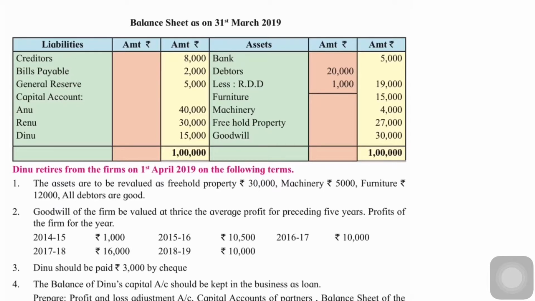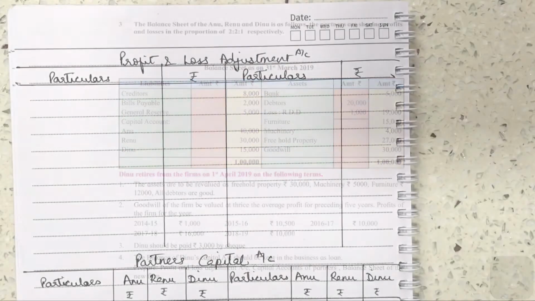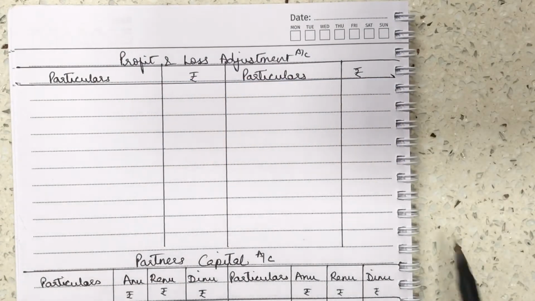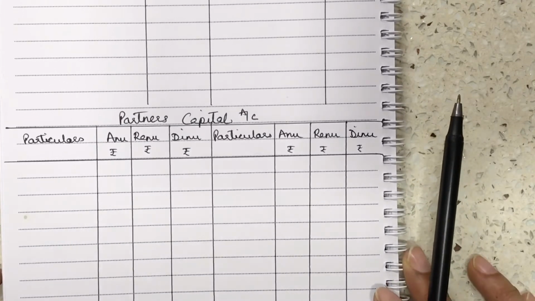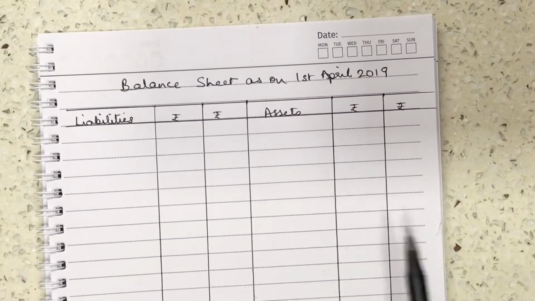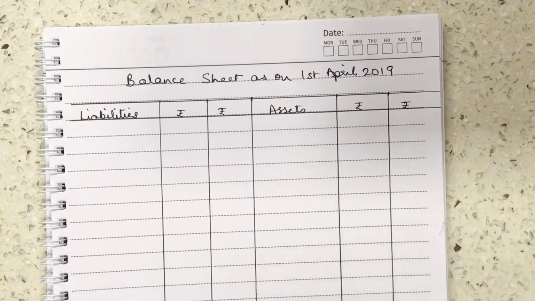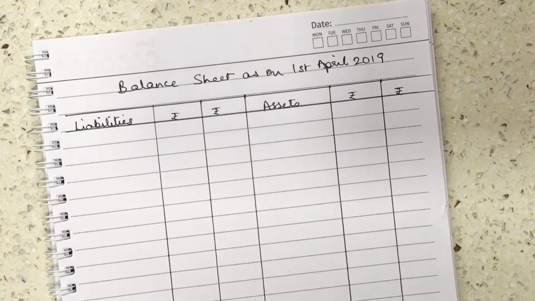Dinu should be paid rupees 3000 by cheque and the balance will be kept in the business as loan. Prepare profit and loss adjustment account, capital accounts of partners and balance sheet of the new firm. Okay, so let us start the sum. Here I have prepared profit and loss adjustment account or revaluation account, partners capital account, all three partners, Annu, Renu and Dinu, and the balance sheet as on 1st April 2019. Okay, so first let us start with the balance sheet.